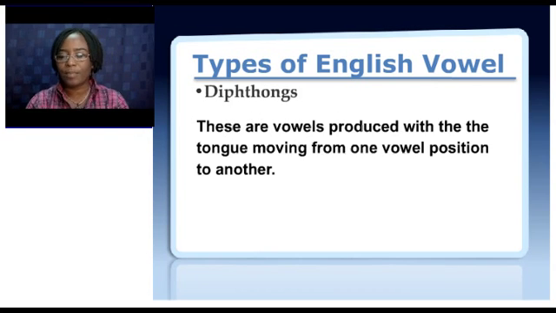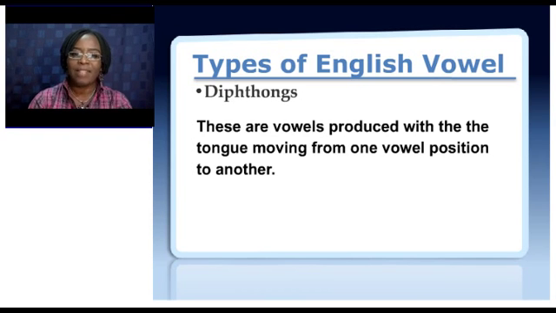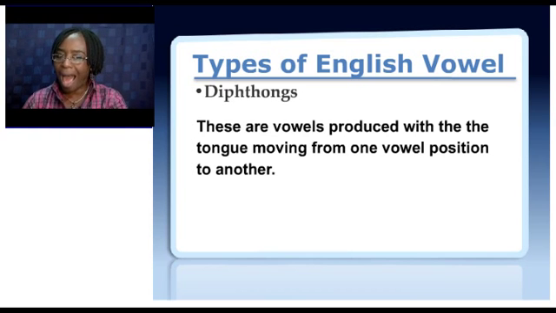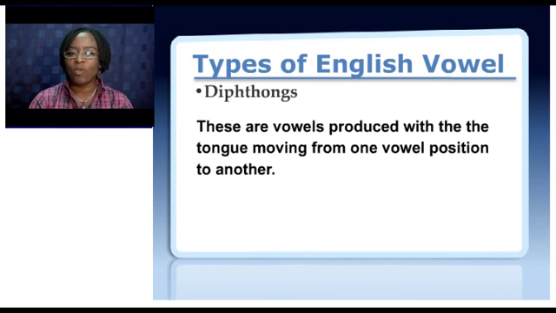Now, diphthongs. Diphthongs are vowels produced with the tongue moving from one vowel position to another. There are 8 diphthongs in English. The 8 diphthongs are: ay, as we have in day; oh, as we have in soul; eye, as we have in tie; ow, as we have in the word house; oy, as in the word boy; ear, as in the word dear; air, as we have in share; and oor, as we have in the word poor.